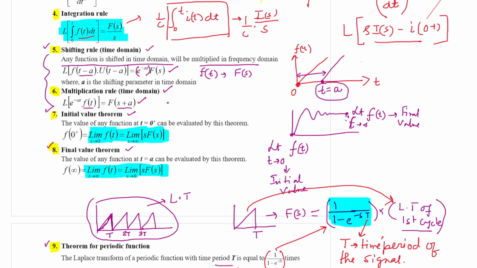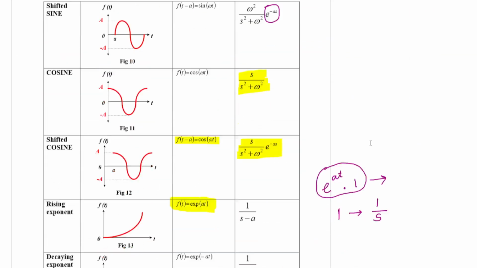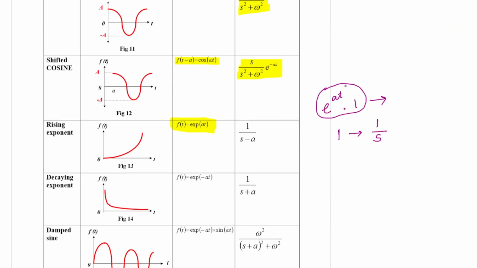So in the time domain, if it is multiplied by a factor e to the power minus at, then it is shifted by plus a, and when it is e to the power plus at, then it is shifted in the frequency domain by s minus a. So if it is multiplied with e to the power at, its Laplace transform will be 1 by s minus a. That means multiplication in the time domain automatically results in shifting in the frequency domain.